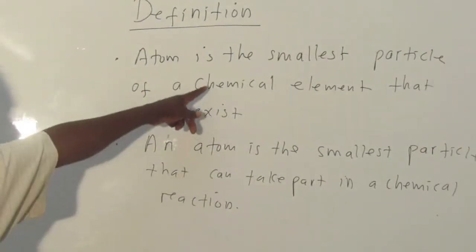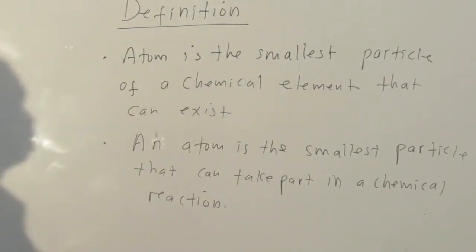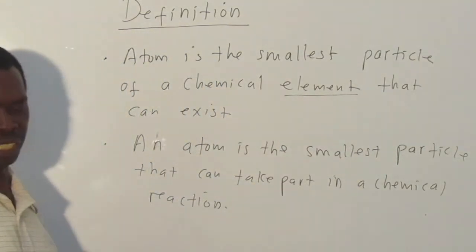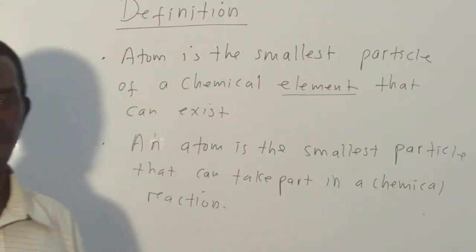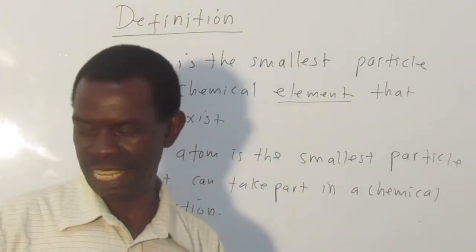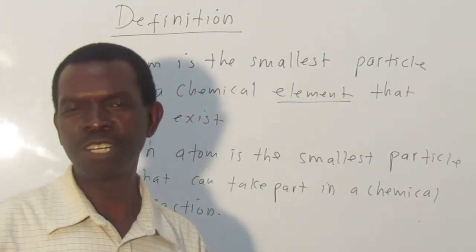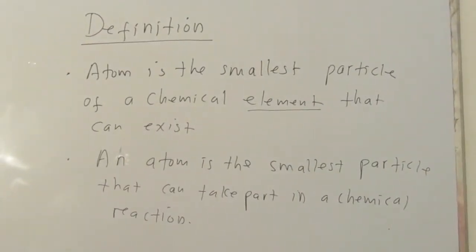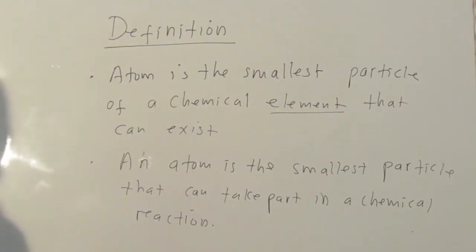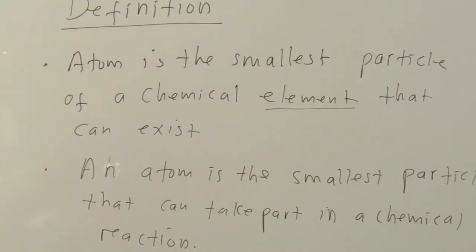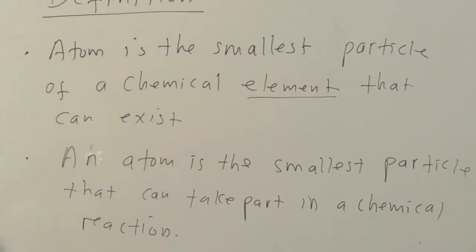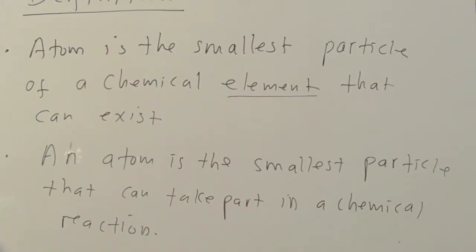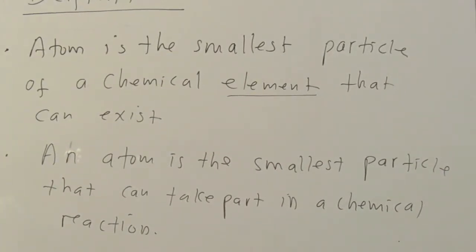If you check here, there is also another important keyword. The important keyword is element. As a chemist, there is a very, very useful paper that everybody should have and you should be very, very familiar with. It's called a periodic table. Before the end of this filming, I'll be able to show you what a periodic table is.